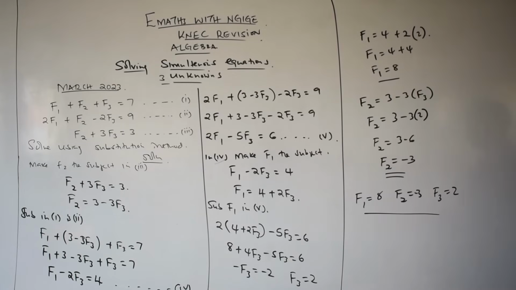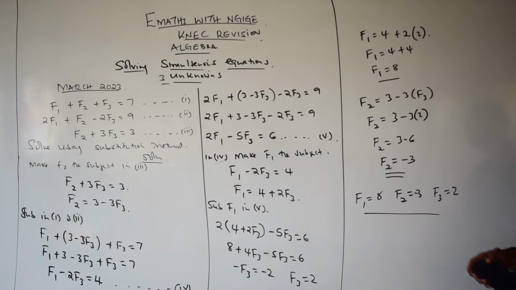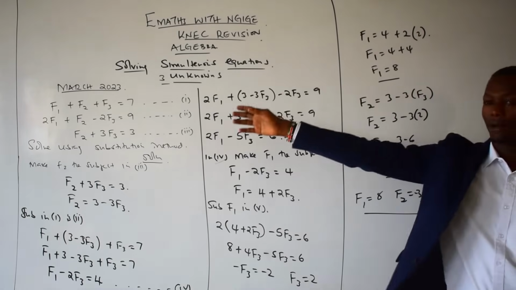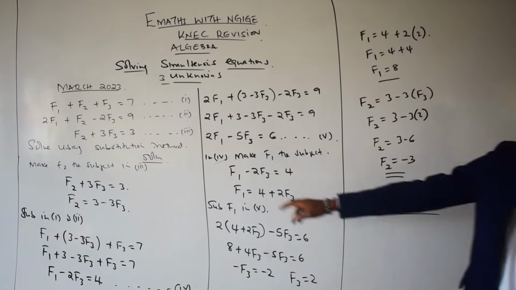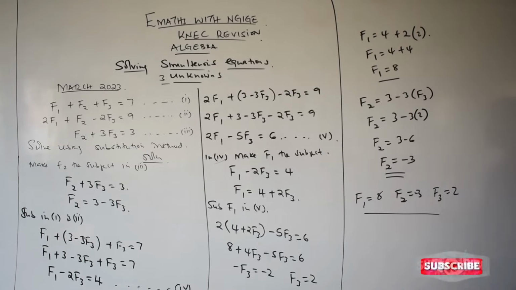And remember, if you always want to know if you have the correct answers, always replace your values f1, f2 and f3 in any of the equations there to verify if it gives you the constant terms that we have there. And replacing 8, negative 3 and 2, then this will satisfy our equation. Let's check equation number 2.